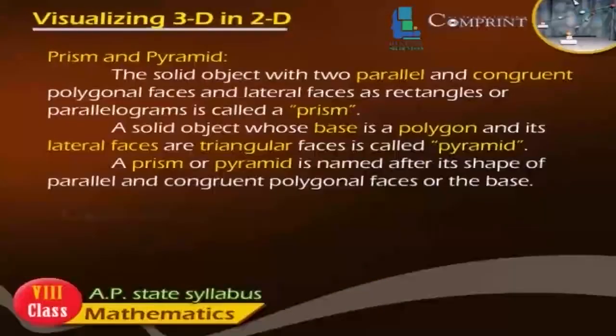Prism and pyramid. The solid object with 2 parallel and congruent polygonal faces and lateral faces as rectangles or parallelograms is called a prism. A solid object whose base is a polygon and its lateral faces are triangular faces is called a pyramid. A prism or pyramid is named after its shape of parallel and congruent polygonal faces or the base.